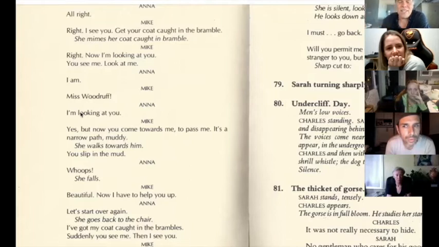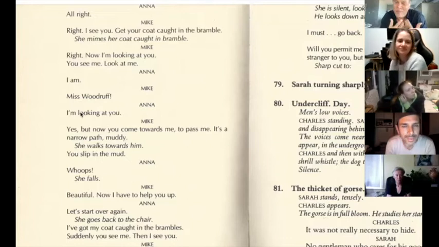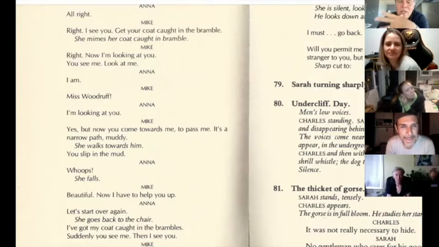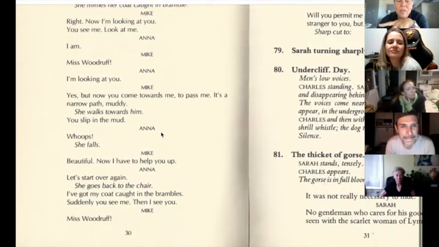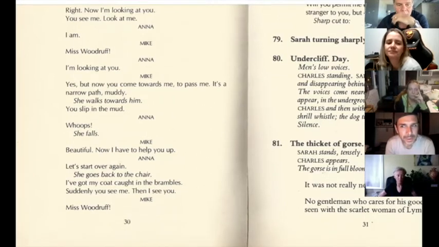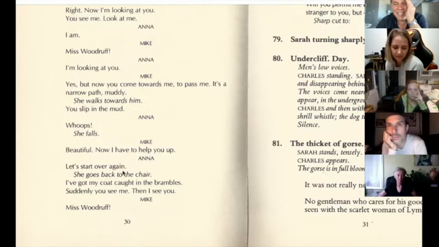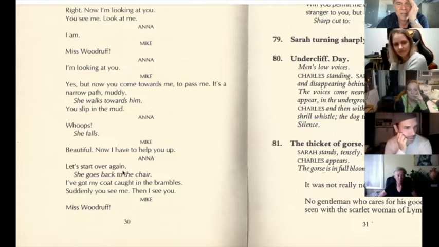So she's like, and he's like, yeah, no, I know, yes, I'm saying my line and you're supposed to react to my line. So he's, yes, but now you come towards me to pass me. It's a narrow, muddy path. You slip in the mud, and she goes, whoops. And he's like, beautiful. Now I have to help you up. And she goes, let's start all over again. So the whole thing falls completely apart, right? So she wins it. She sabotages the rehearsal. And she's not taking it seriously, and she's protecting herself from Mike.